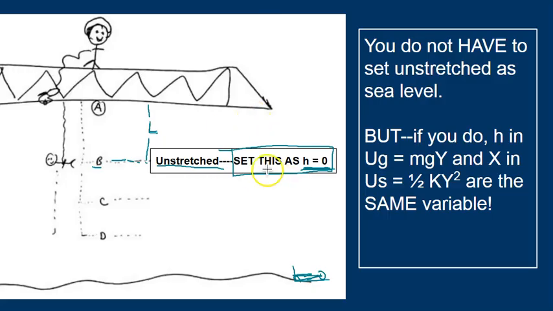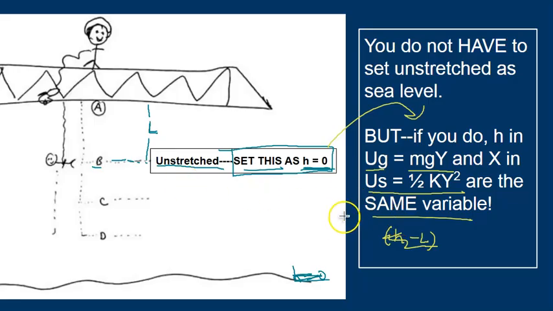Okay, so it's really counterintuitive, but if you look over here, the reason we do that is then your UG is relative to this height. So mgy, y is a distance above or below that, right? So y could be negative, could be positive. And your spring stored energy is going to be 1/2 k y squared. These are the same variable. Otherwise, you have to make some correction of like, it's really the height minus the length of the bungee or something.